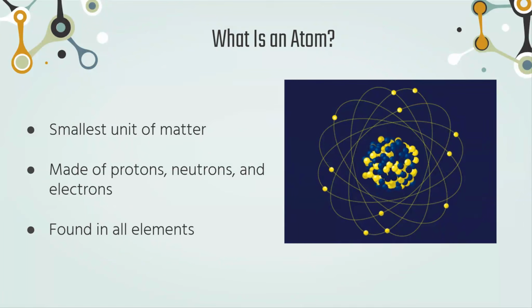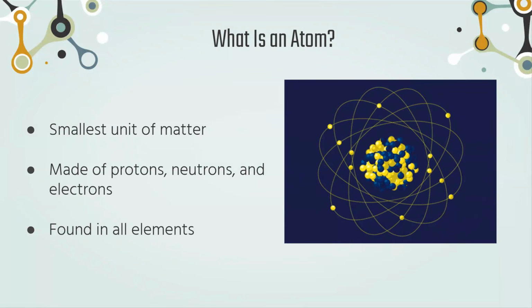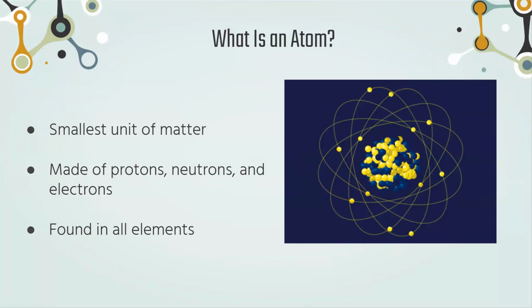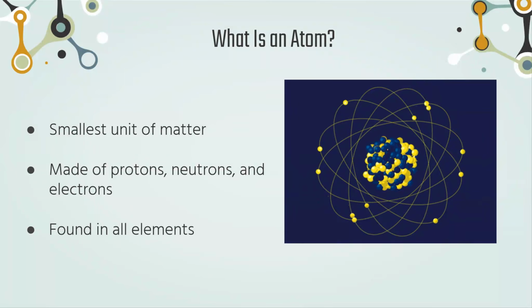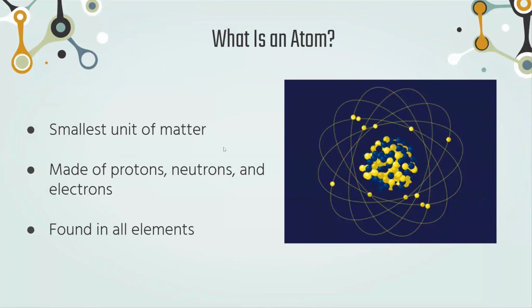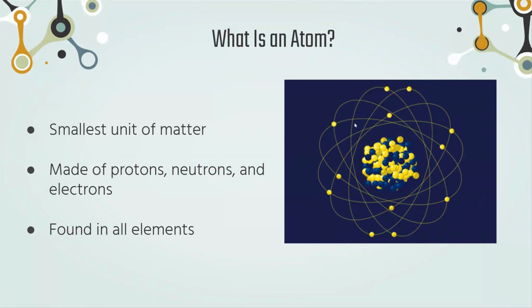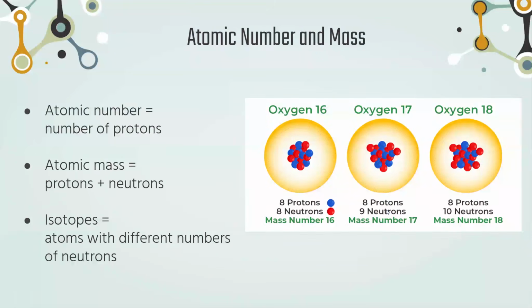So, what is an atom? Well, an atom is the smallest unit of matter. It makes up all of life. And even an atom is made up of subcomponents called protons, neutrons, and electrons.